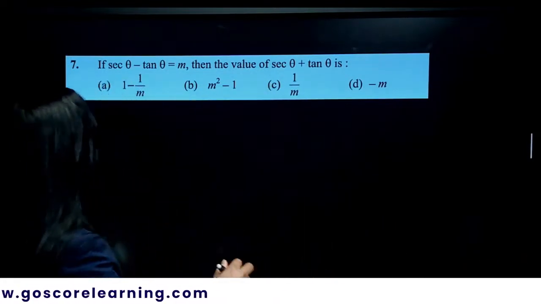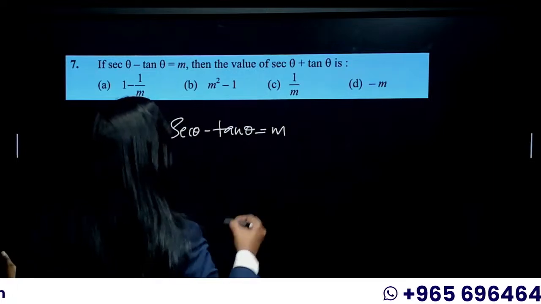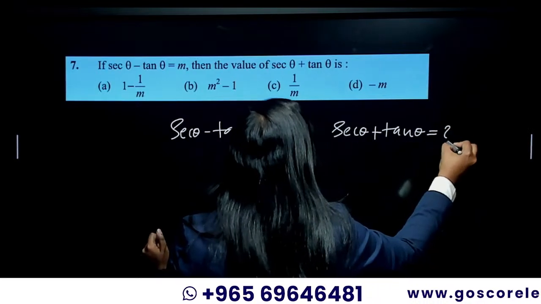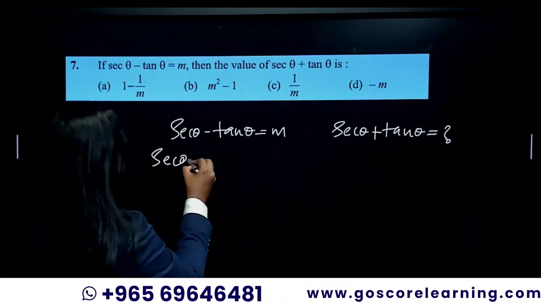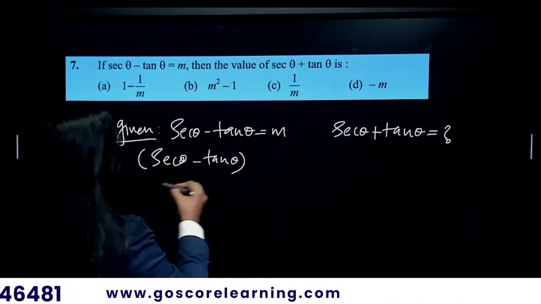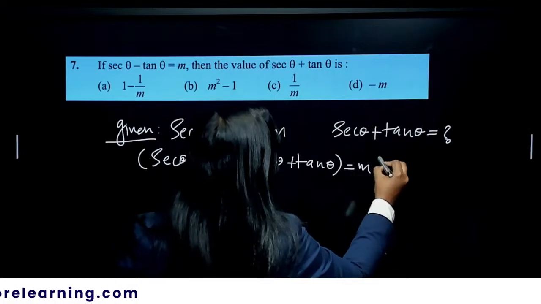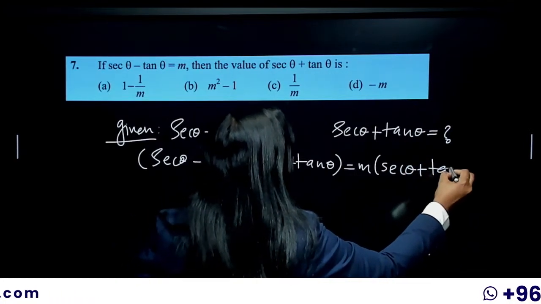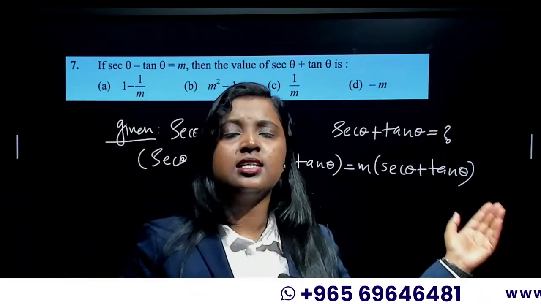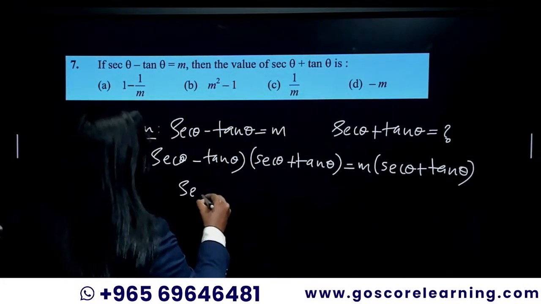Okay, so the thing is, sec theta minus tan theta is equal to m is already given. You need to find sec theta plus tan theta. So I'm going to multiply both sides of the given equation by sec theta plus tan theta, because that is what we are supposed to find. So what is (sec theta minus tan theta) into (sec theta plus tan theta)? This is in the form (a plus b) into (a minus b), which is equal to a square minus b square.